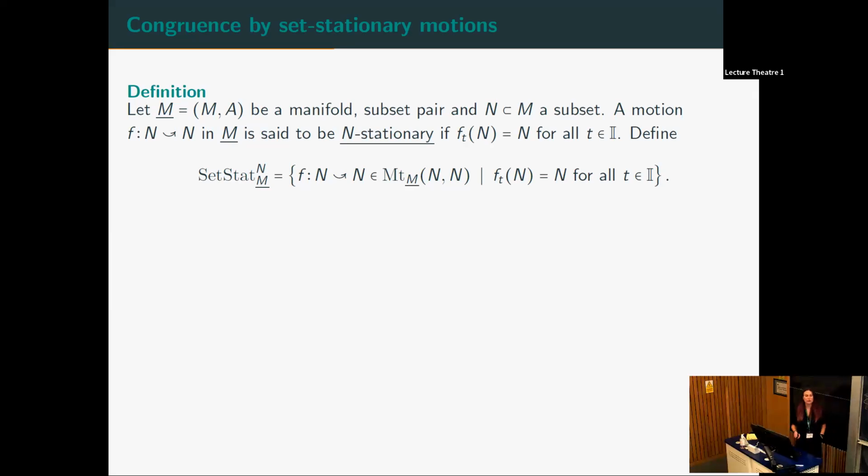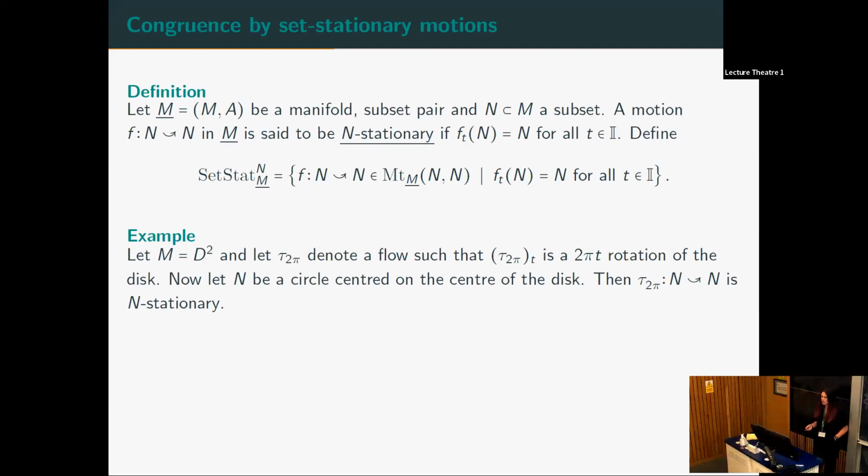And the quotient we're going to do is in terms of what we call set stationary motions. So a motion f from N to N' in M is called N stationary if for all t the path fixes N. And this is now as a set. So when we talked about the subset A, that always had to be fixed pointwise, whereas now we're just fixing N as a set. And then we just introduce this notation, SetStat_M^N, for the set of all motions which are N stationary.